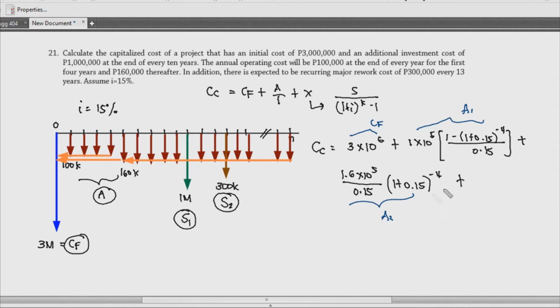Basta parang conforming tayo sa lahat ng units. And then, we have 1 million. So, that's 1 times 10 to the 6. And then, we divide this by 1 plus 0.15 raised to k, which is occurring siya every 10th period. And then you add yung isa pa natin, which is 300k. So that is 3 times 10 to the 5th. Then divide this by 1 plus 0.15 occurring at every 13th year.